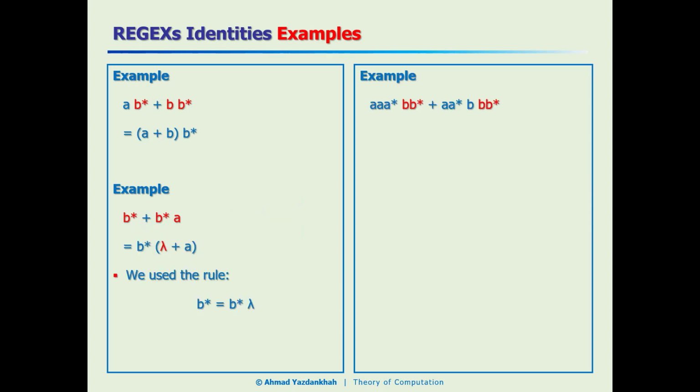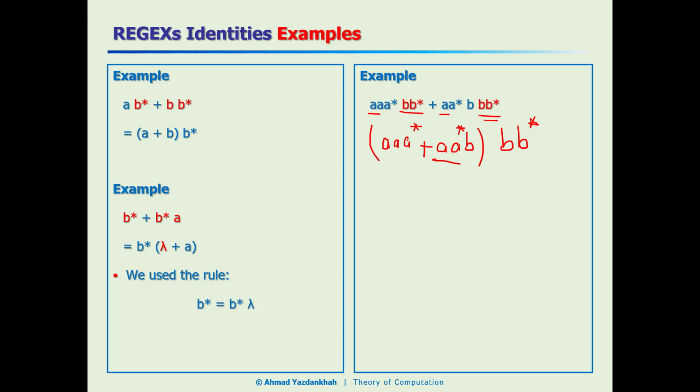How about this guy? Okay, so this is the big one. So first we look at this. We see the A here. How about B B star? I can factor out the B B star from the right, and then I get A star plus A star B. All right.